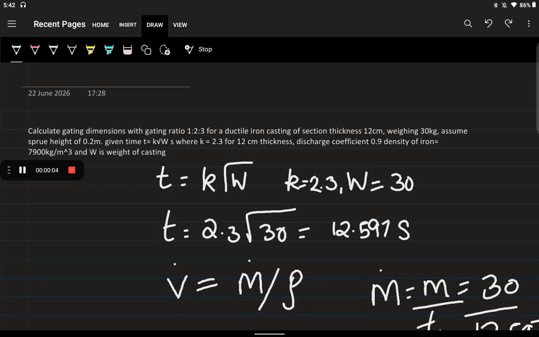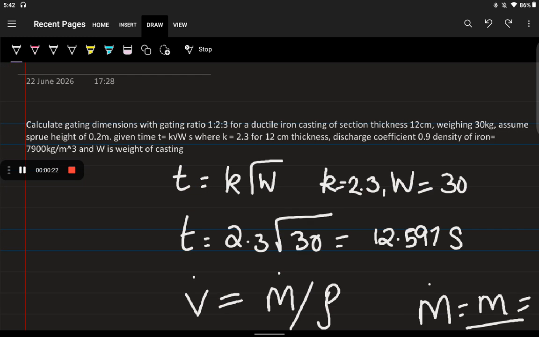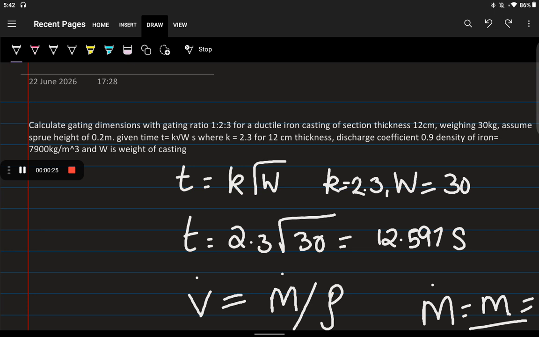So the given question is: calculate the gating dimensions with gating ratio as 1:2:3 for a ductile iron casting of thickness 12 cm and its weight is 30 kg, assuming the sprue height as 0.2 meters. So we have an expression for time which is k into root w, where k is 2.3 for 12 cm thickness, and coefficient of discharge is 0.9. Density of iron is given as 7900 kg per meter cube and w is the weight of casting.